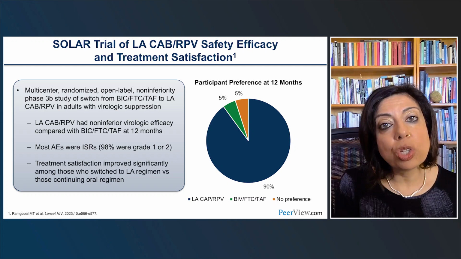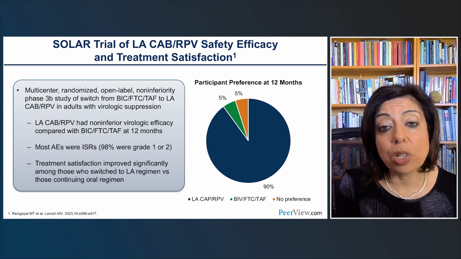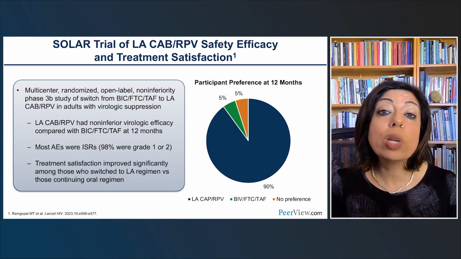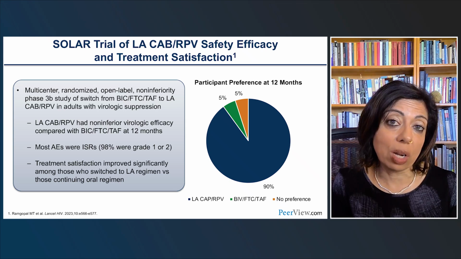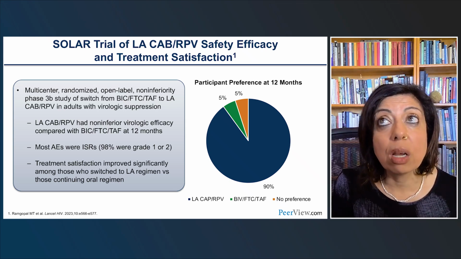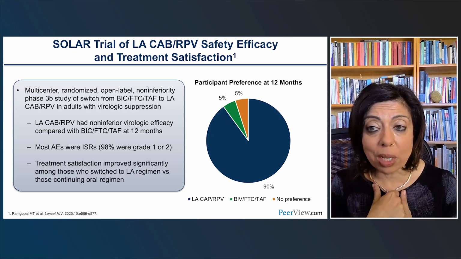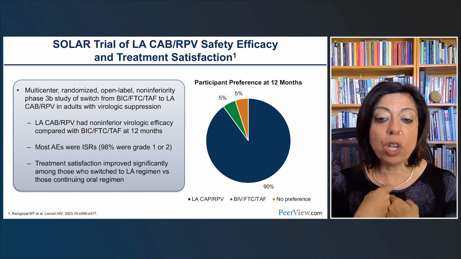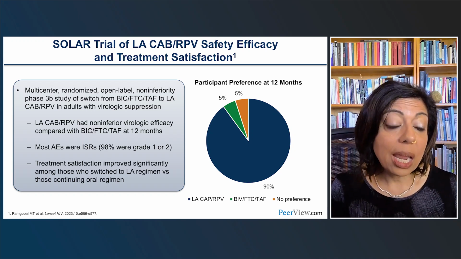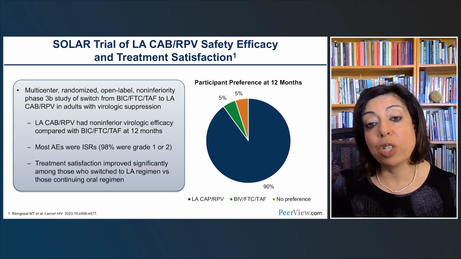And then I had mentioned the SOLAR trial before when I summarized the data on the use of long-acting cab-ril in virologically suppressed patients. But the reason I wanted to show this slide is that there were really favorable patient preference outcomes for those who got switched over to long-acting. Actually, 47% of participants in the SOLAR trial said that they had either internal stigma, that taking a pill made them feel they had HIV, or external stigma, that they didn't want people to know they had HIV by taking a pill. And there was such improvement in patient-reported outcomes.